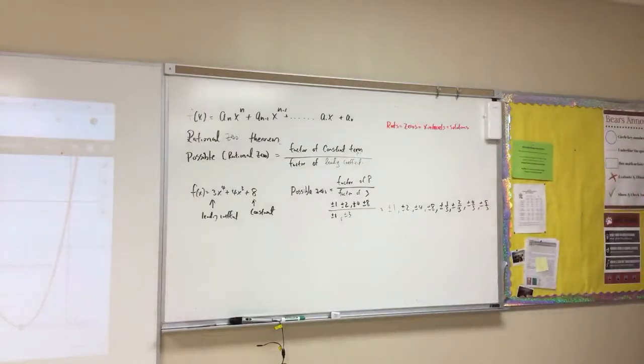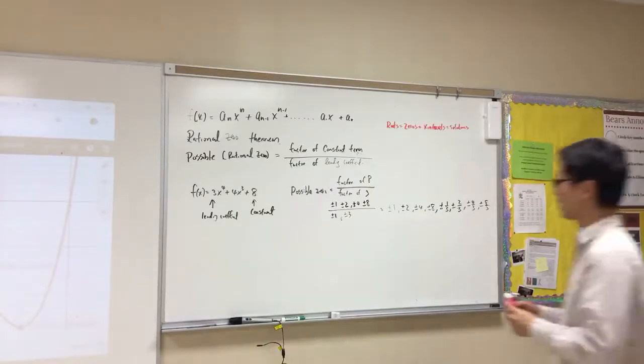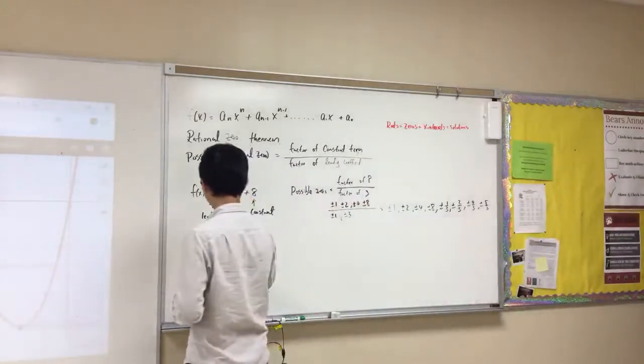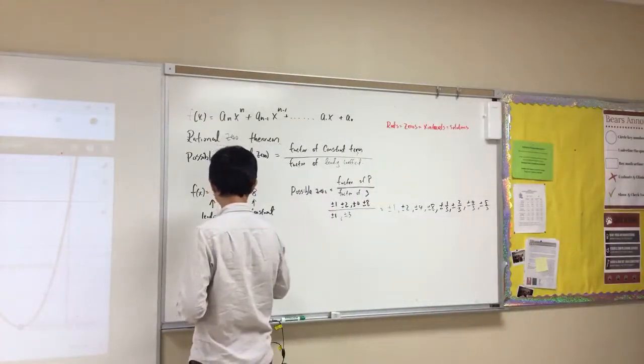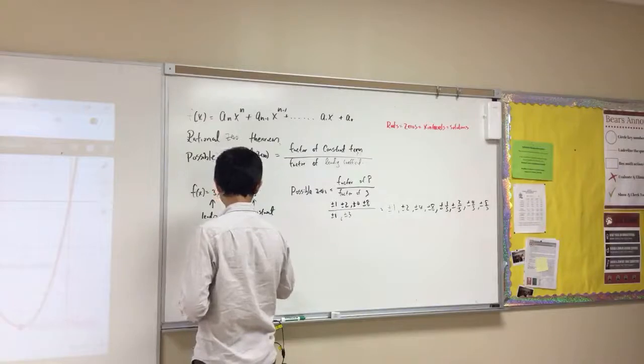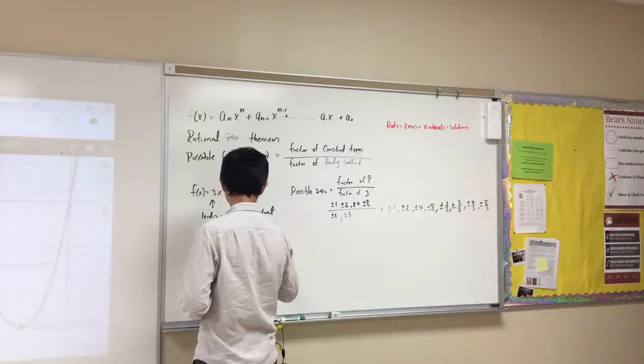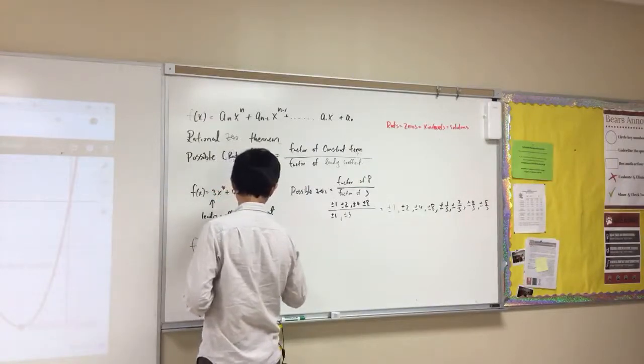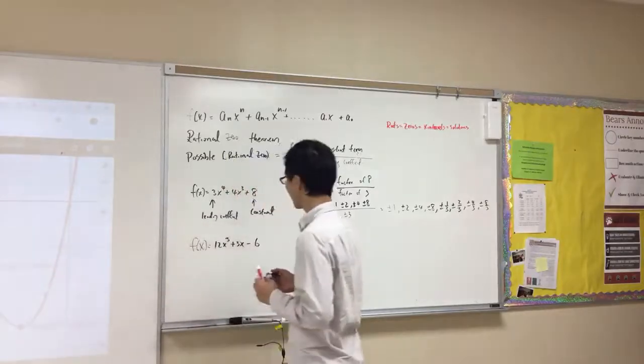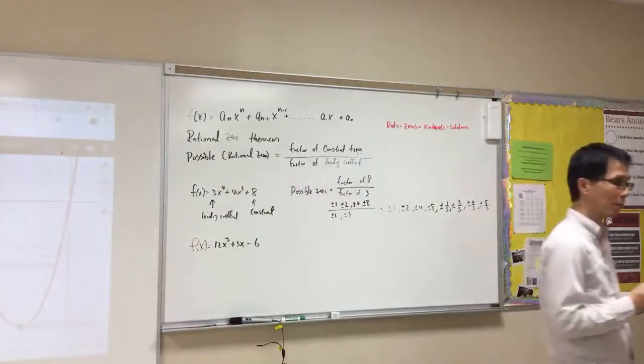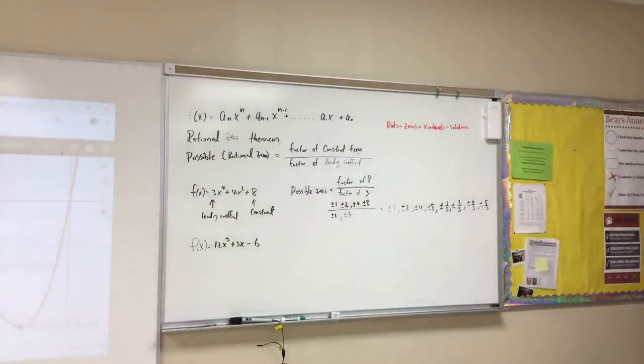Can you find out what is the... I'll give you another question. Let's just say f of x is equal to maybe 12x to the third plus 3x minus 6. So can you find all the possible roots? Now, anything I repeated, you can take away. You can write it down, but eventually you're going to say, okay, that's repeated.